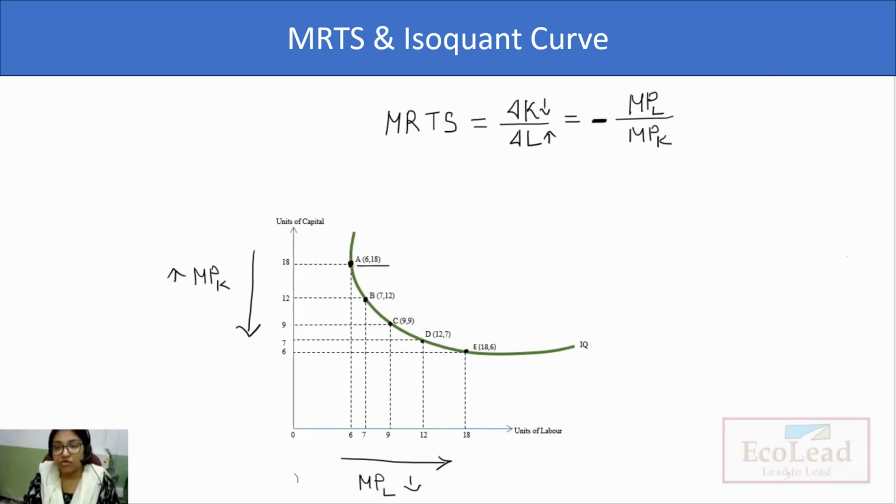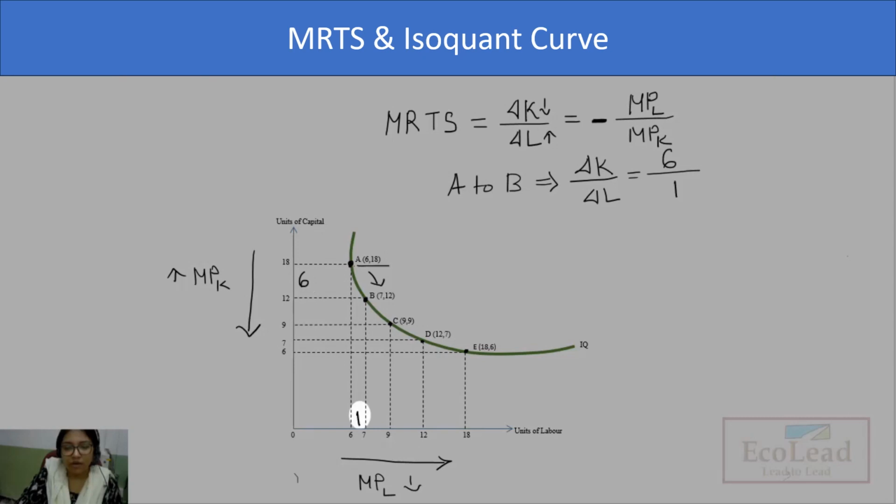What will happen to the MPL and MPK if we move from left to right? We are moving from point A to point B. If you are moving from point A to point B, we can see that the value of del K is equal to 6 units and the value of del L is 1 unit. So this is your 6 and this is your 1 unit.